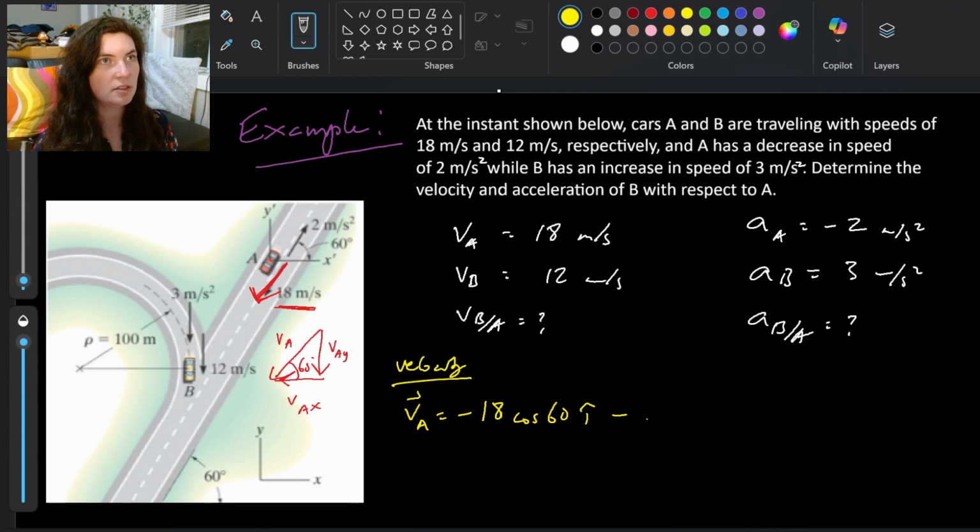Minus, it's going to be a minus because our Y is also in the negative direction, 18 sine 60 degrees. That's our Y direction. That's our j hat.